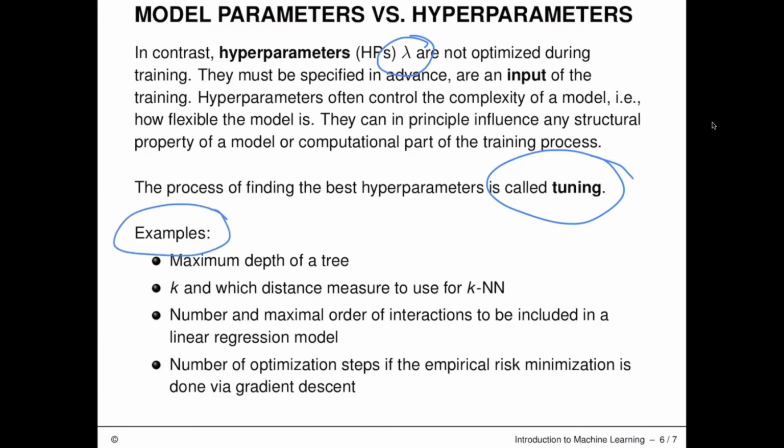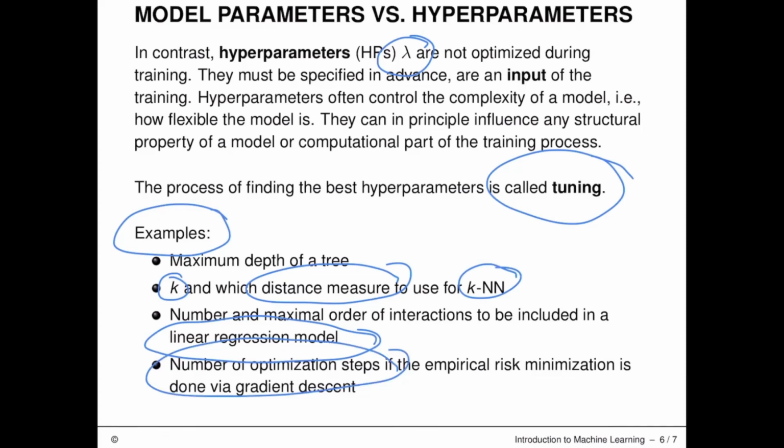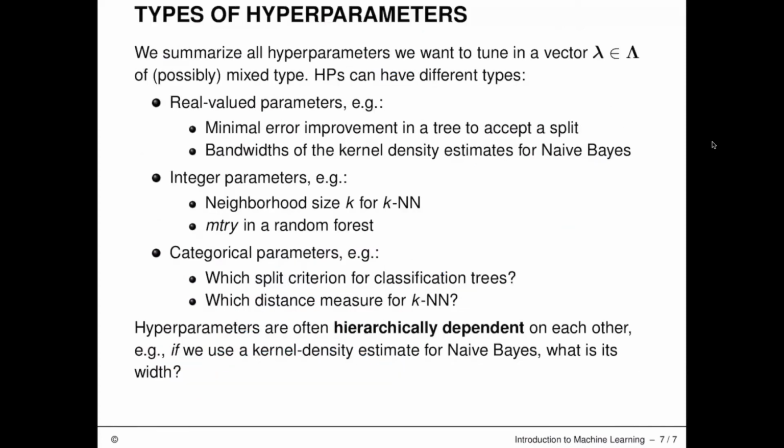Examples for hyperparameters would be the maximum depth of a tree, the number of nearest neighbors and the distance measure used in k-nearest neighbors, or in the linear regression model, the number and maximal order of interactions, or for example, the number of optimization steps if the empirical risk minimization is done via gradient descent.